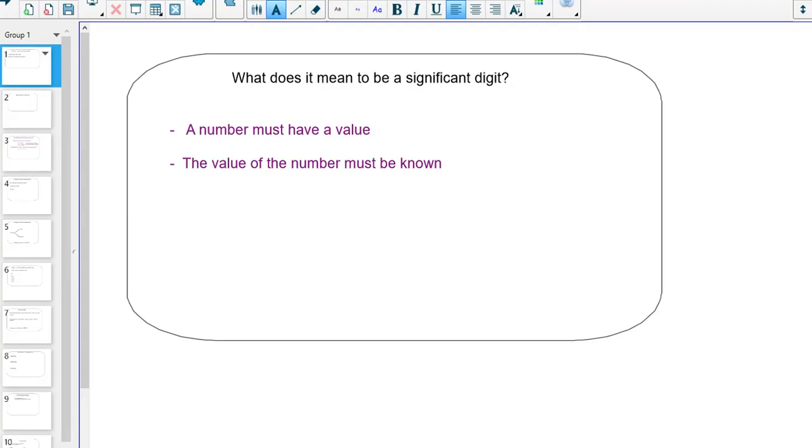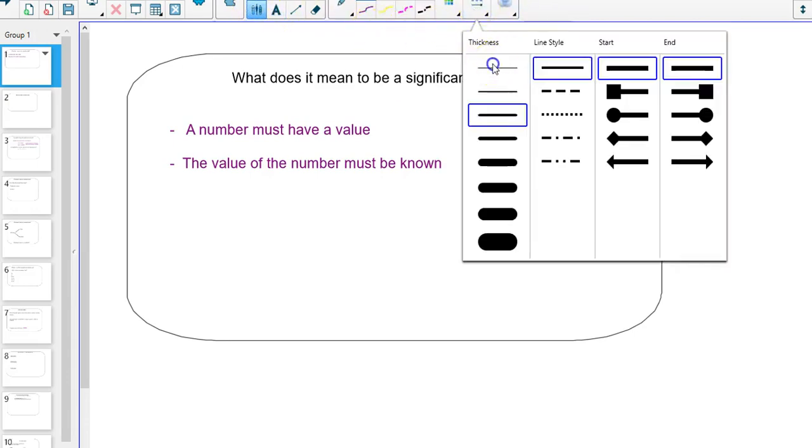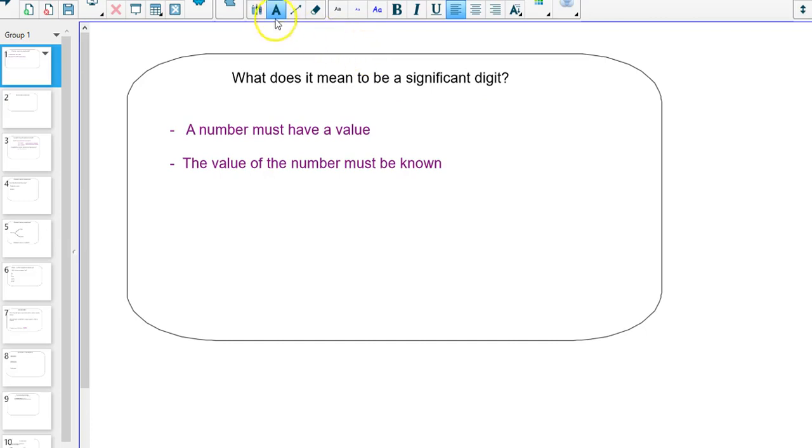Good question to start with: what does it mean for a number to be significant? It might seem a little bit obvious, but for a number to be significant, it needs to have two different things. One, a number has to have a value. And two, the value must be known.